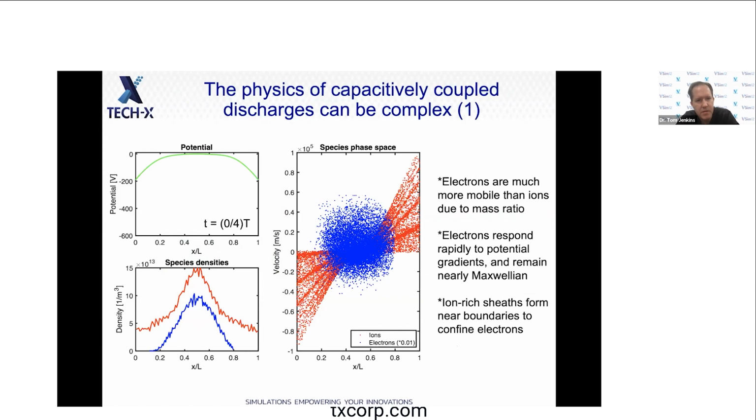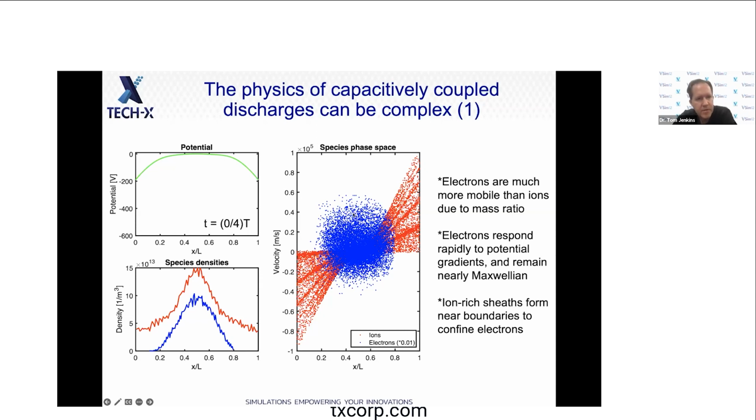And the physics of these discharges can be pretty complicated. I've got here a plot of a simple one-dimensional discharge that we'll be talking about a fair bit in this talk. We can look at an electrostatic potential profile, which I've got on the top left here. We can also look at the ion density in red, the electron density in blue. And over here on the right, I've got a plot of the phase space. I've slowed down the electrons by a factor of 100 so that both of the phase space plots can be in the same window.